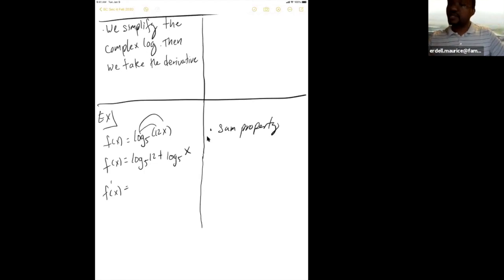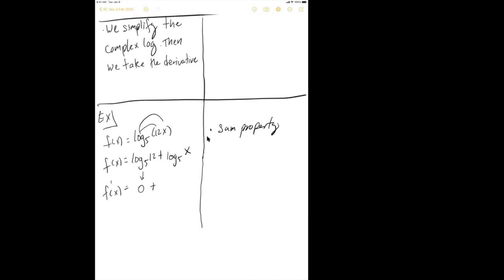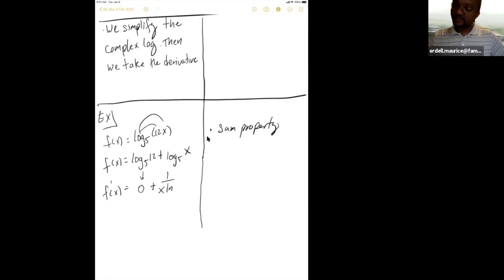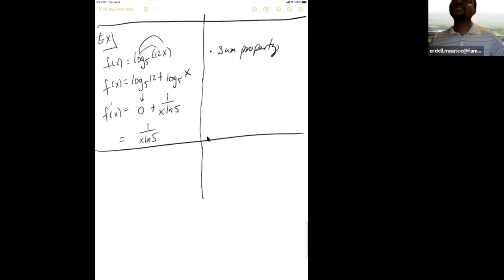Okay, fine. This has no x in it, and because it has no x in it, the derivative is 0. What's the derivative of log base 5 of x? Is it 1 over x ln 5? 1 over x ln 5 is correct. Please remember, when you have a log and there is no x in there, it's a constant. The derivative of a constant is 0.